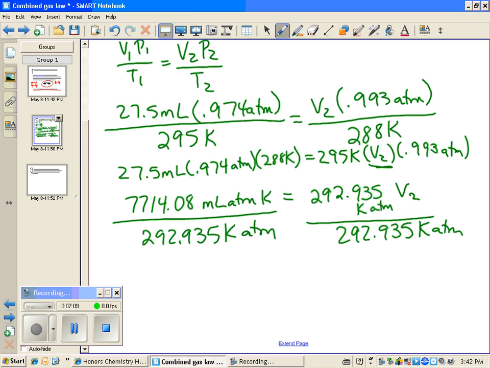And if I was punching this in my calculator, I'd probably round these numbers off, but I just wanted you to be able to see what I was doing. So over here, all of this cancels out. That just leaves me V2 on this side.